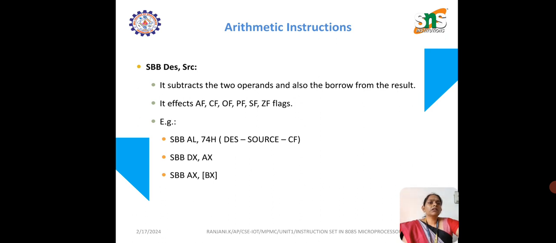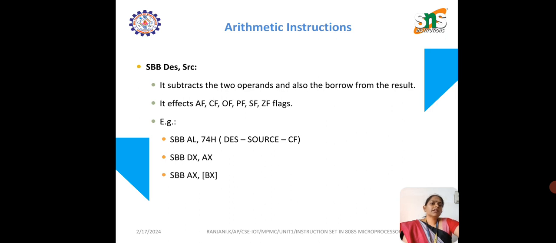SBB represents subtract with borrow: it subtracts two operands and also the borrow from the result. It affects the AF, CF, OF, PF, SF and ZF flags. Example: SBB AL, 74H means the value 74H is subtracted from the value stored in AL. Similarly, SBB DX, AX means the value in AX is subtracted from the value in DX.